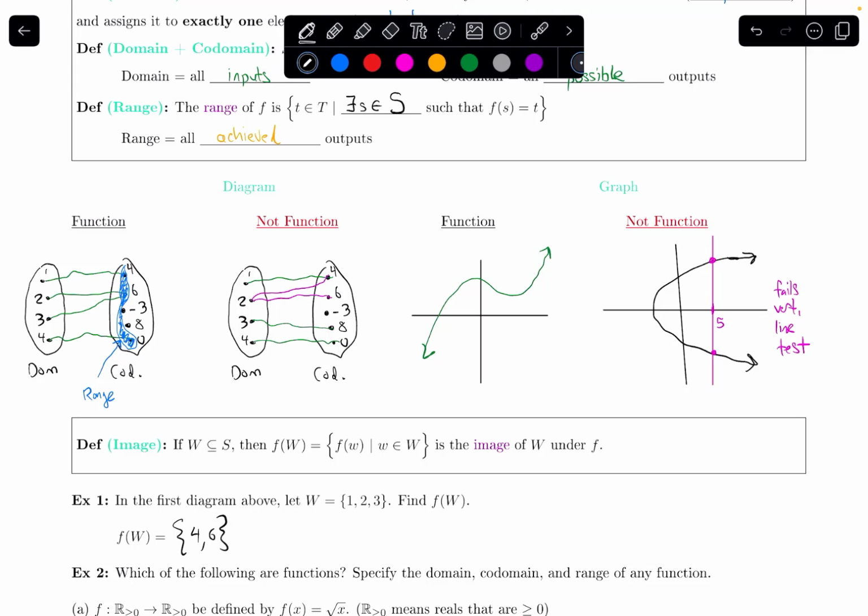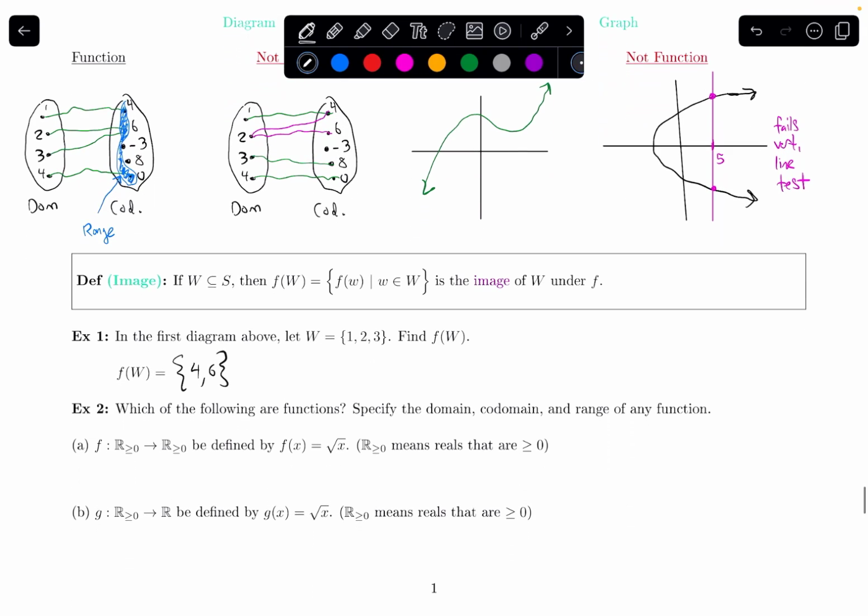That's what image means. Okay, so I want to end this video with an example where we determine which of the following things are functions, and specify the domain, codomain, and range of anything that is a function. So part A says f is this rule where the inputs are within reals greater than or equal to 0, and the outputs are within the same thing, non-negative reals. And it's defined by this formula, f(x) = square root of x.